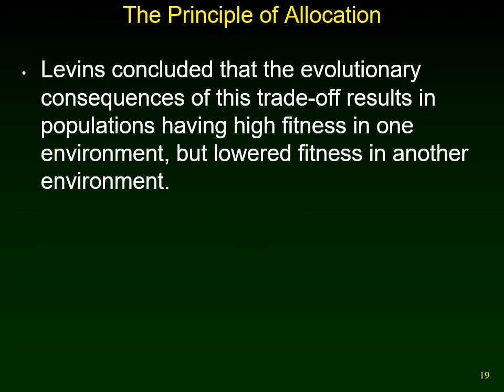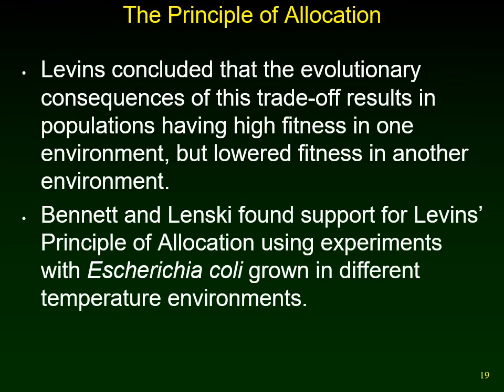The researcher Richard Levins, when talking about this, basically used a mathematical model to look at the evolutionary consequences of trade-offs, and published it in a book called Evolution in Changing Environments. He concluded that the evolutionary consequences of this trade-off and allocation result in populations having high reproductive fitness, evolutionary fitness, in one environment, but lowered fitness in another environment.